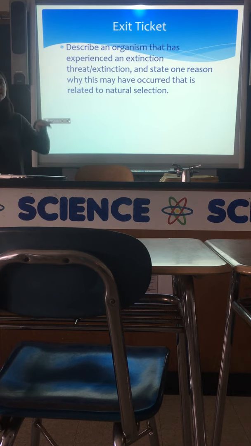And then our exit ticket, I'm going to leave this on the board just so once we get towards the end, you can write this on just a scrap piece of paper. Describe an organism that has experienced an extinction threat and state one reason that that may have occurred, and how it's related to natural selection. So just describe how it occurred, but in terms that are about natural selection, or use terms that are related to natural selection, okay? All right, so you can keep working.